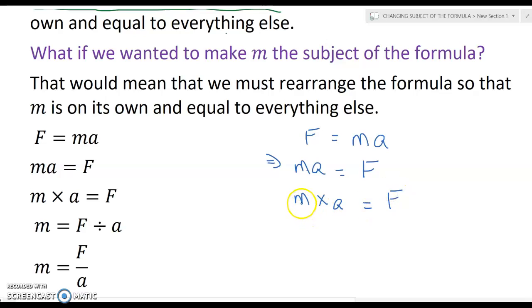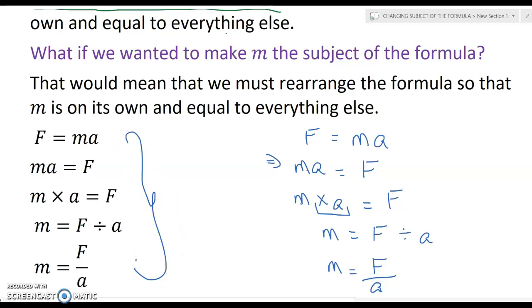I want to make M the subject, meaning I want M alone here. Pretend as though it's similar to solving equations. So I want to move across this multiplication by A. That will become M equals F divided by A. Or we could write it as M is equal to F over A, like a fraction. And that's what was done here.